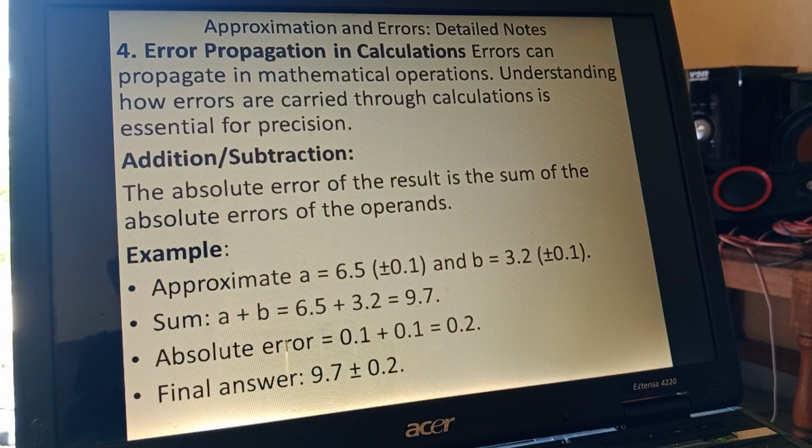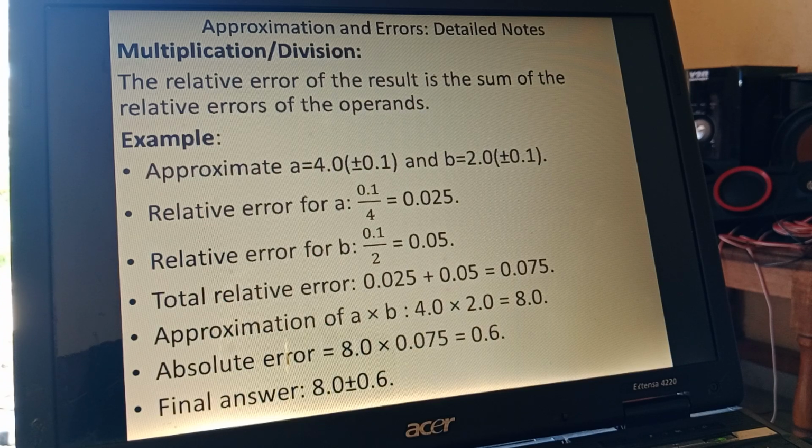For example, approximate A equals 6.5 plus or minus 0.1 and B equals 3.2 plus or minus 0.1. Sum A plus B will be 6.5 plus 3.2, which is 9.7. Absolute error will be 0.1 plus 0.1, which is 0.2. Final answer will be 9.7 plus or minus 0.2. Notice the way I split the numbers 6.5 and 3.2, and then I take the errors. Plus is the upper bound, minus is the lower bound.